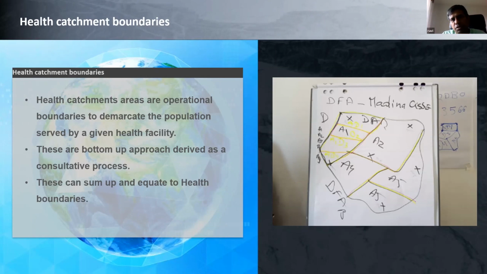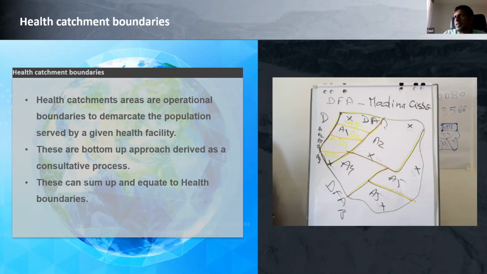From our WHO or polio side, what we are thinking, it's more an operational boundary to demarcate the population served by a given health facility. That's how we are thinking. So it's more a bottom-up approach. It's a very consultative process.